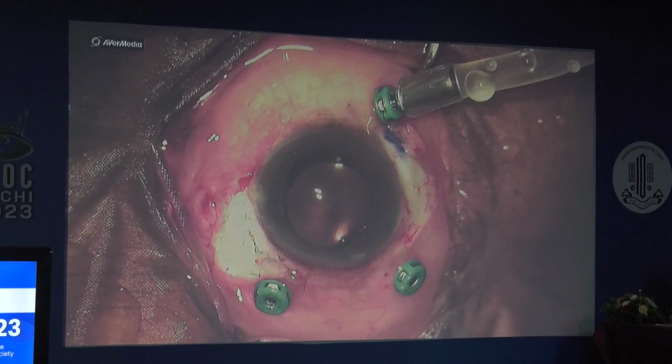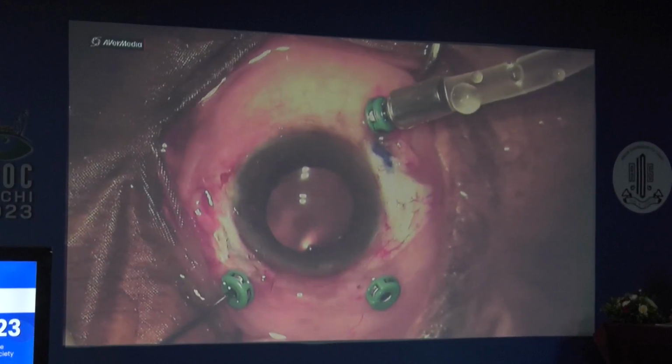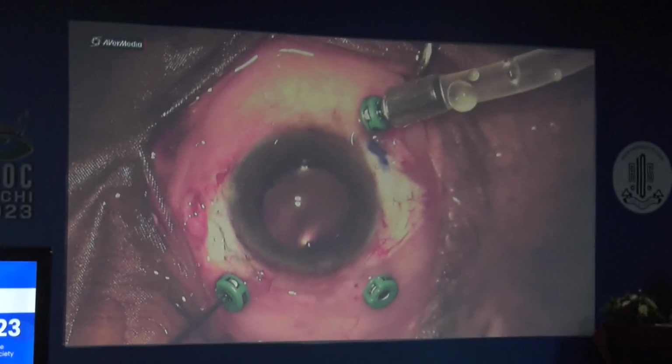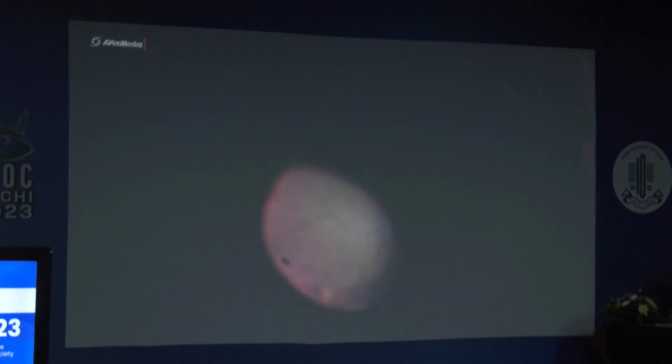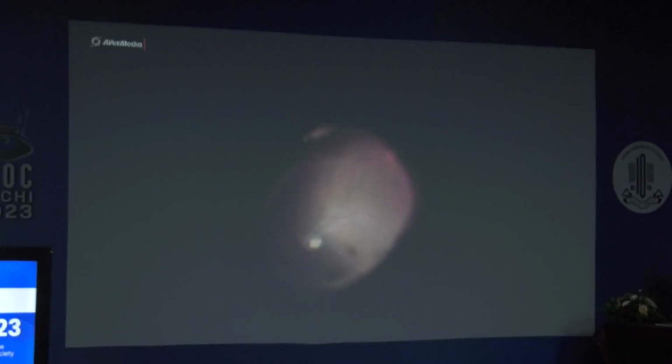And in the end, it's a very nicely stable, centrally placed SFL. And in all my cases, after placing an SFL, I do go in again and give a thorough examination of the retina before closing the case.